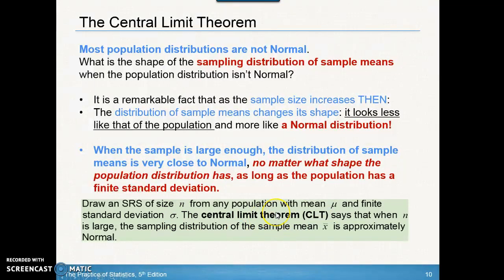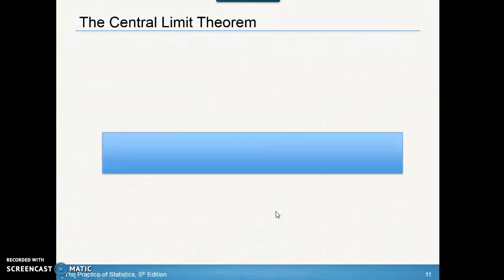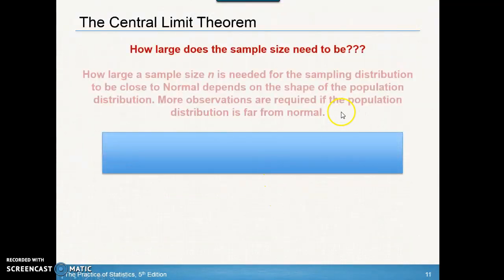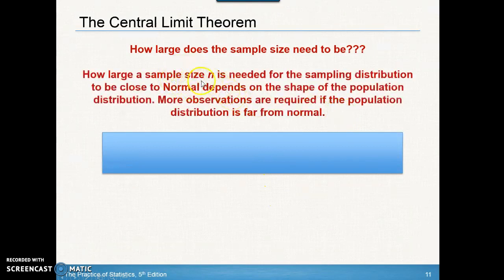The graph of all of those means of samples of size 40 will be approximately normal according to the central limit theorem. So you might be asking, well, how big does the sample size need to be in order for my graph to look approximately normally distributed? Okay, so let's answer that next question. How large do we need n to be for the sampling distribution to be close to normal? Now remember that if the population is approximately normally distributed, then it doesn't matter what the sample size is, the sampling distribution will be approximately normal.